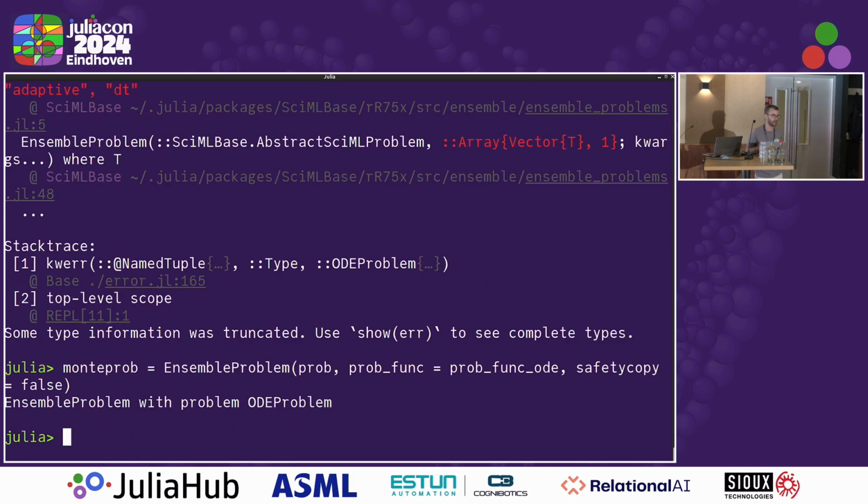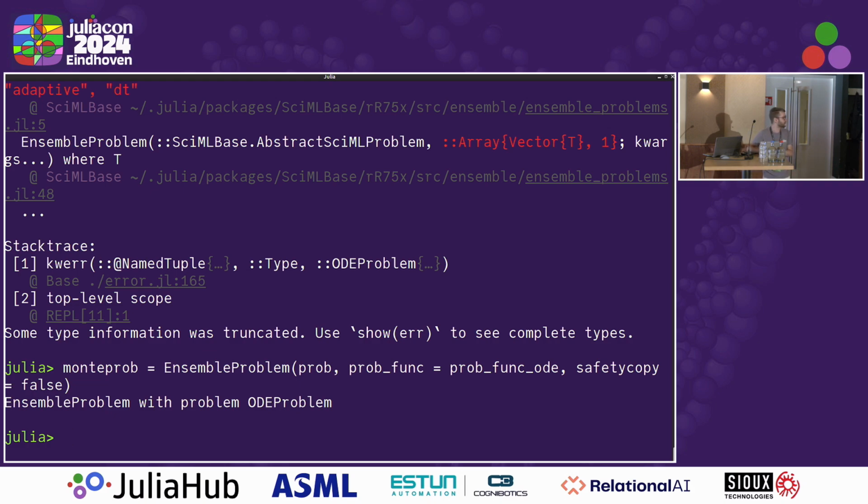There we go. So this is using ensemble problems, which is an interface in OrdinaryDiffEq to let you solve many problems where you give it a prob func that tells you how to generate new problems. So it lets you very easily make very customized ensembles with lots of different parameters.